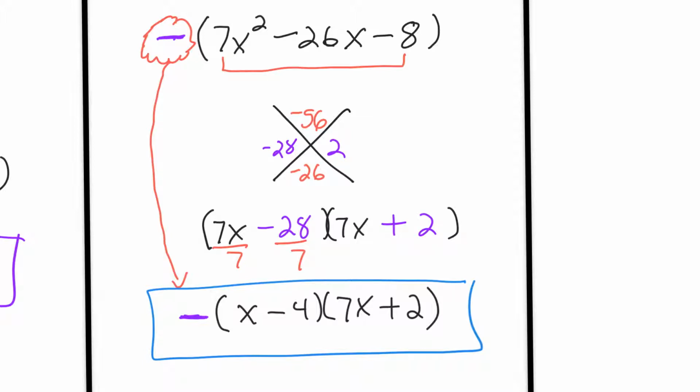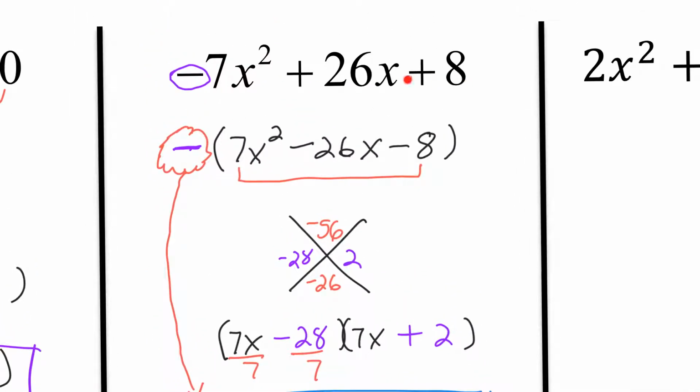So if you distribute, if you multiply, you will get that trinomial back. And if you want to do that, guys, make sure you multiply the two binomials first. Don't worry about the negative. When you multiply the two binomials, x times 7x, x times 2, negative 4 times 7x, negative 4 times 2, you guys will get this trinomial back. Then you guys will distribute the negative and you guys will get the actual trinomial at the beginning after you guys distribute the negative.